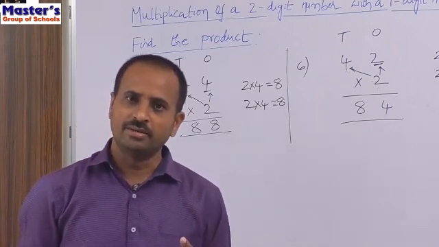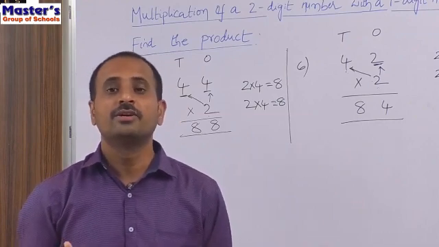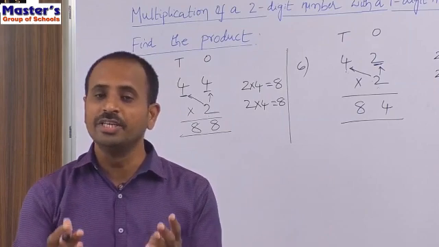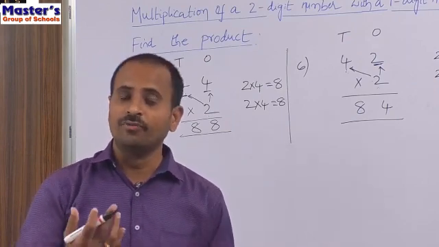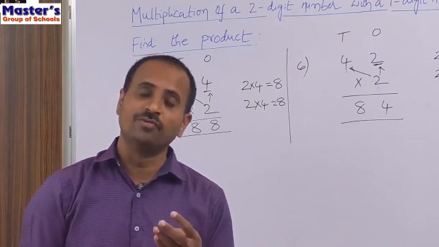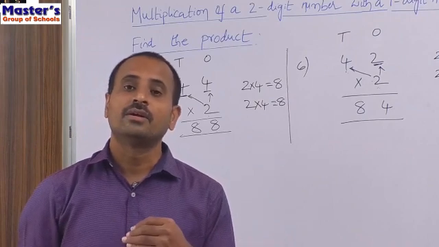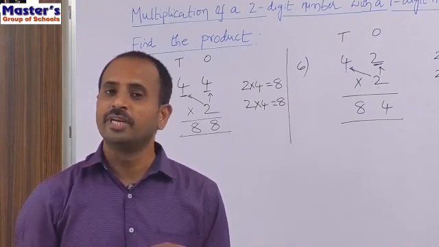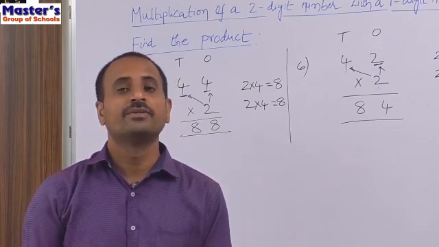So children, now we will go to the next topic, that is multiplication of a 2-digit number with a 1-digit number with carrying. Up to now we have discussed the multiplication without carrying. Now we are going to learn the multiplication with carrying. So let us see the multiplication of a 2-digit number with a 1-digit number with carrying.